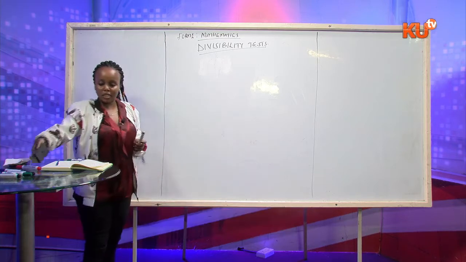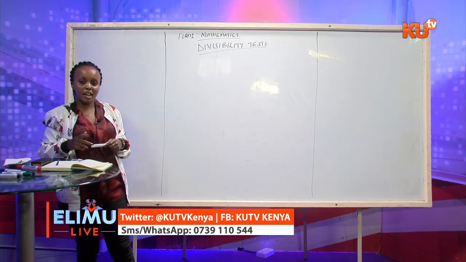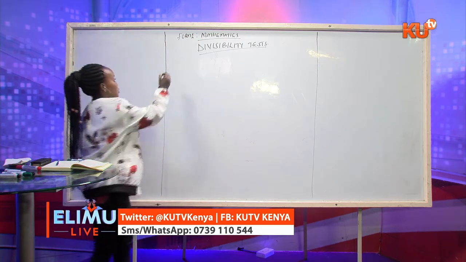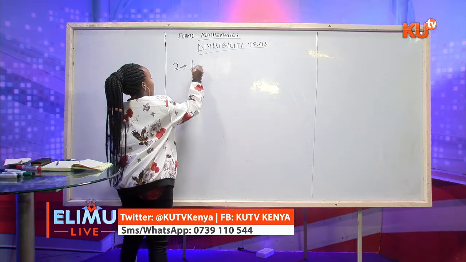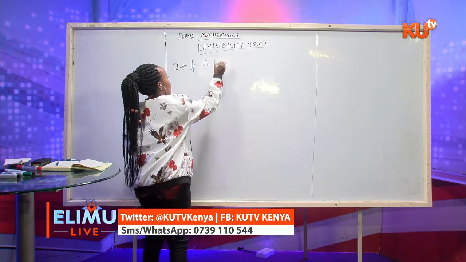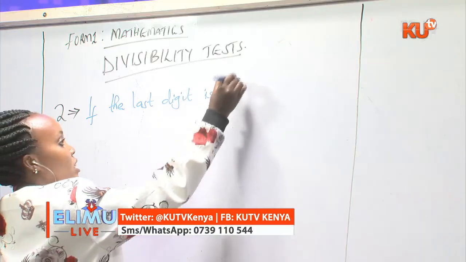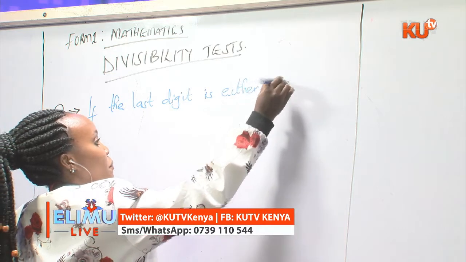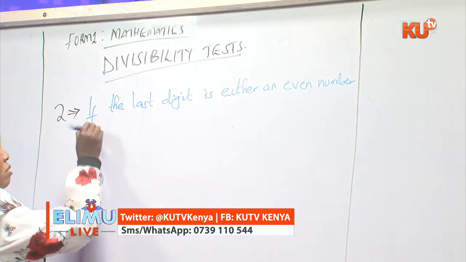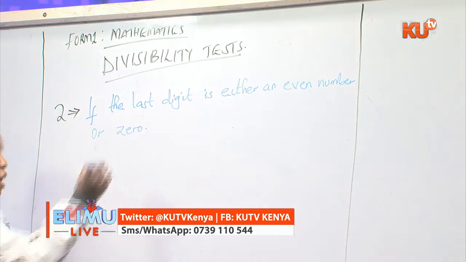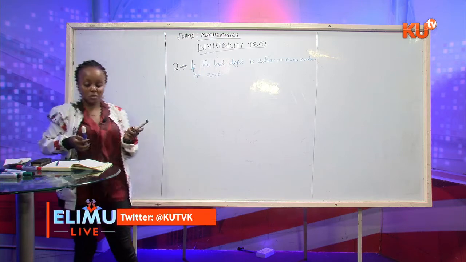So we are saying that a number is divisible by 2 if the last digit of the number is either an even number or a 0. So divisibility for 2, it says a number is divisible by 2 if the last digit is either an even number or 0.